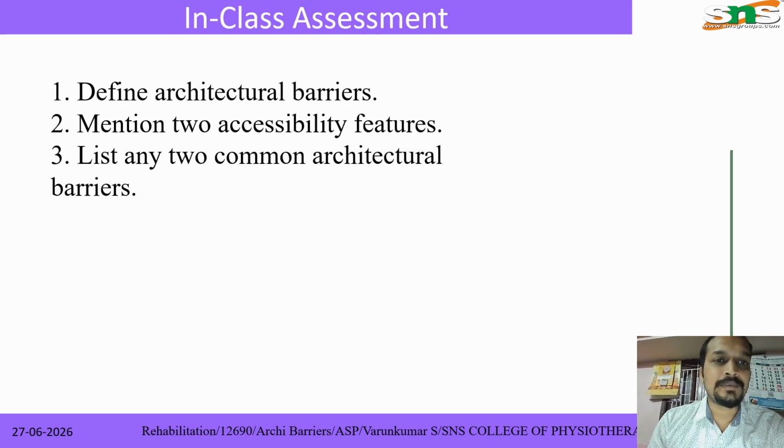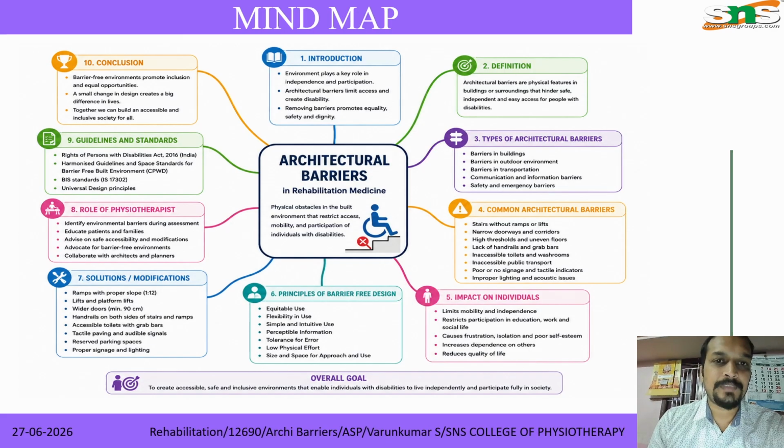So this will be the in-class assessment. At the end of the class, they need to know about architectural barriers, any two accessibility features, and any two common architectural barriers. This is the mind map, which shows clearly the architectural barriers, the importance of architectural barriers, and the use of the architectural barriers.